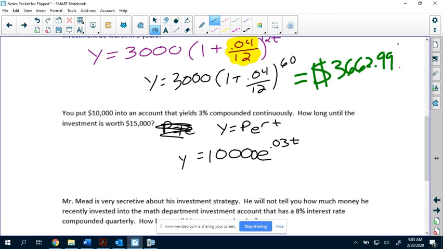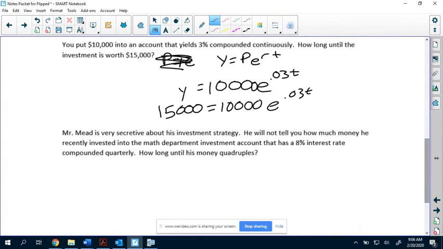Then we want to know how long until it's worth $15,000. Well, that's the amount that it's valued at. So we have 15,000. We can replace y with that: 10,000 e to the 0.03 t. We're trying to get to where this exponent is, so we can divide over our 10,000 to get 15,000 over 10,000 equals e to the 0.03 t. These thousands can reduce. The 15 over 10 is 3 over 2.